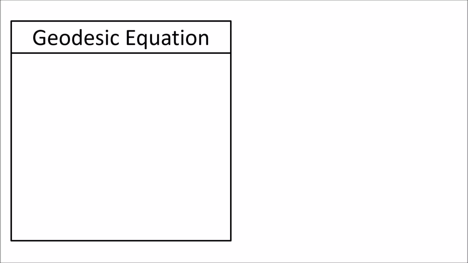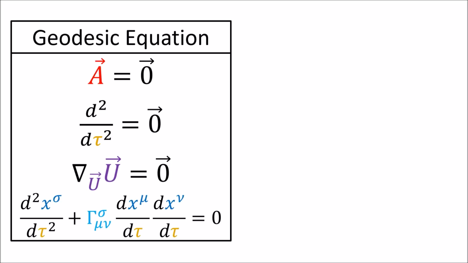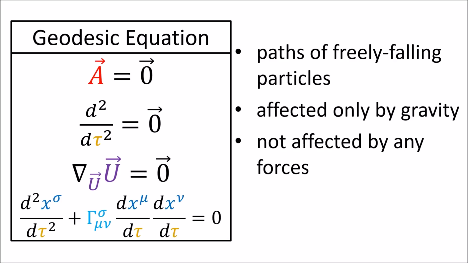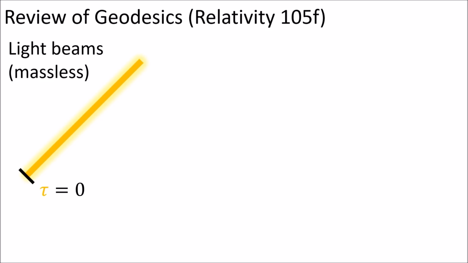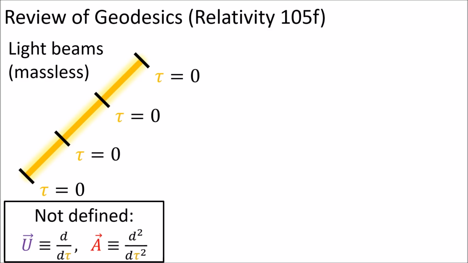So setting an object's four-acceleration vector equal to 0 gives us the geodesic equation, which can be written in several different ways. Solving the geodesic equation gives us the paths of freely falling particles through spacetime that are only affected by gravity and no other forces. Now, light beams are massless and always have a proper time of 0 by definition, so we can't define a four-velocity vector or four-acceleration vector for light.